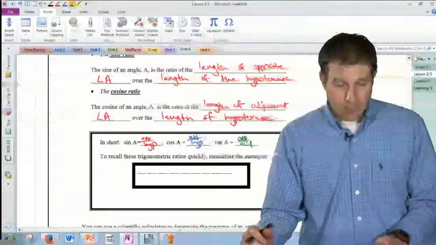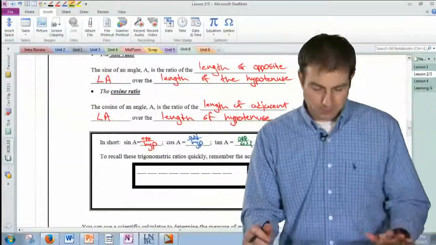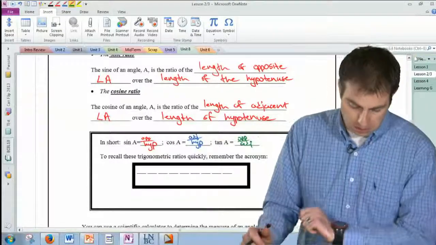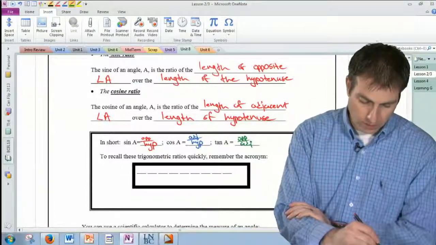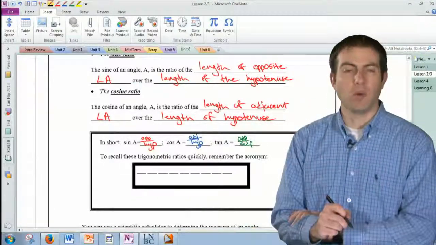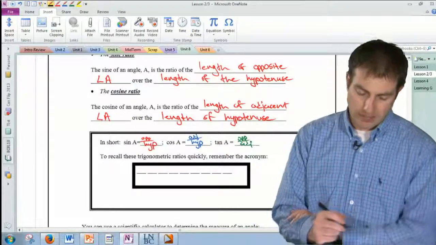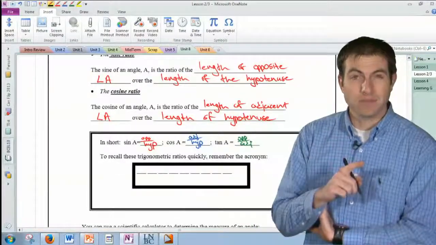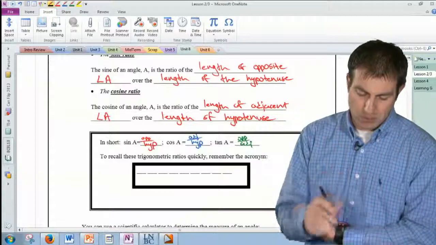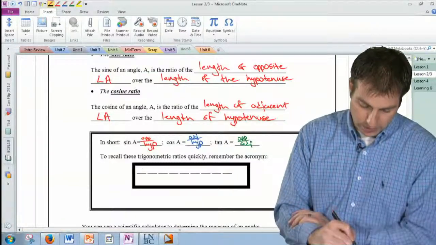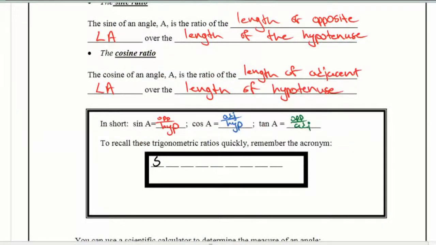So that leaves us with our little acronym here. You probably hear it once, twice, a couple times. It won't make sense, and then all of a sudden it'll maybe click. So if we take the sine is the opposite over the hypotenuse, what we're going to do is come up with some letters. The sine is the opposite divided by the hypotenuse.